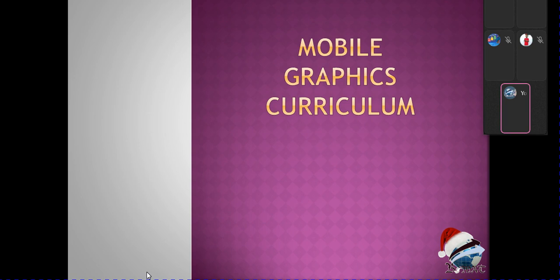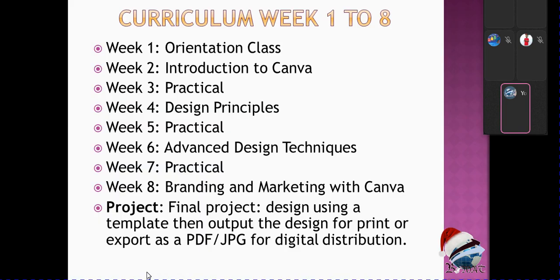Then going to mobile graphics curriculum, we follow the same pattern. That is the same curriculum we are going to follow. The orientation class that we are having now, then introduction to Canva, and you go to your practical. We do design principles, you do your practical, then advanced design techniques, go for practical, then branding and marketing with Canva. Then you do the practical, and at the end there is going to be a project, designing using a template. Then the output: the design for print, or export as PDF or JPEG for digital distribution.